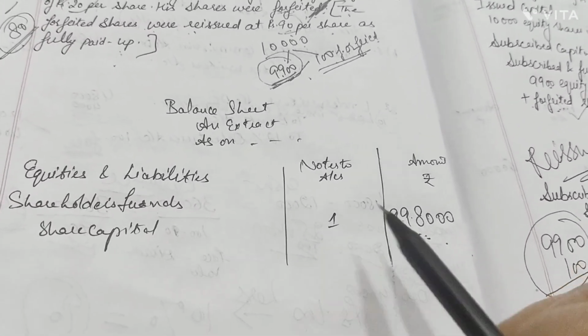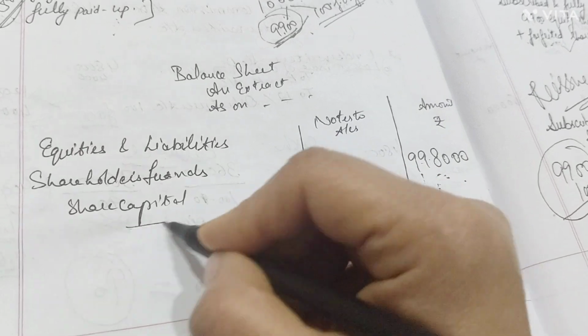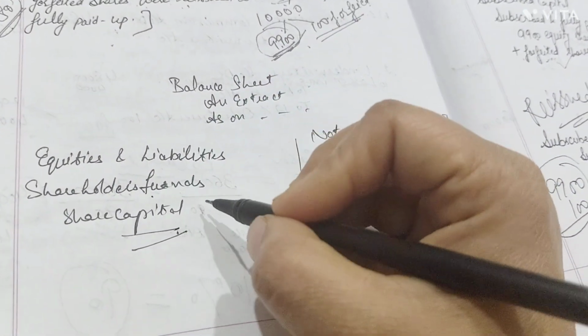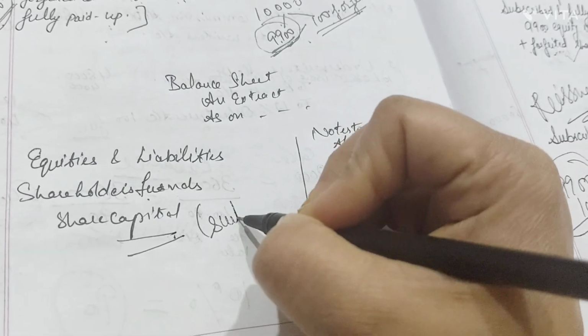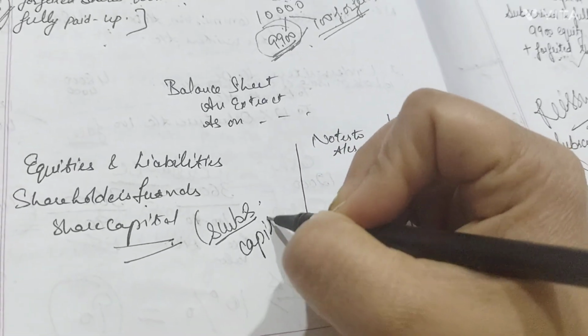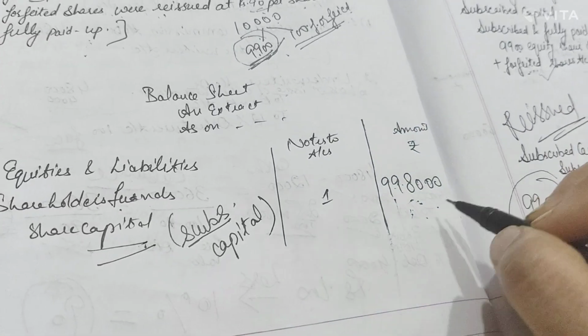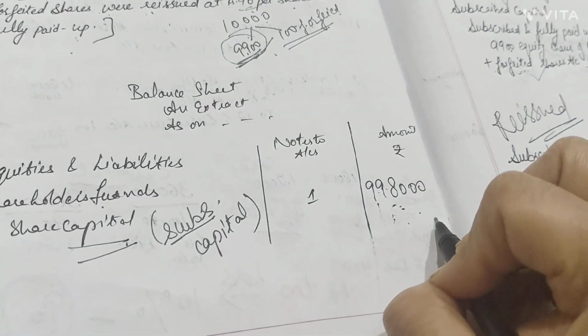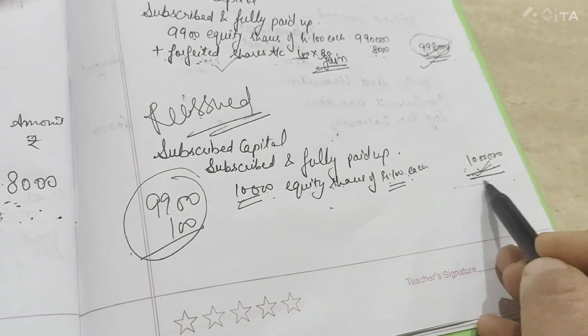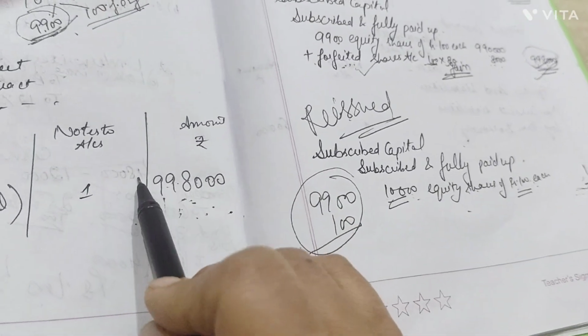The point to be kept in mind is that for the share capital to be shown in the balance sheet under the head shareholders' fund, we always take the amount from the subscribed capital. If it was rupees 9,98,000, we show that value. If it was the case of reissue, then we would show rupees 10 lakh instead of 9,98,000.